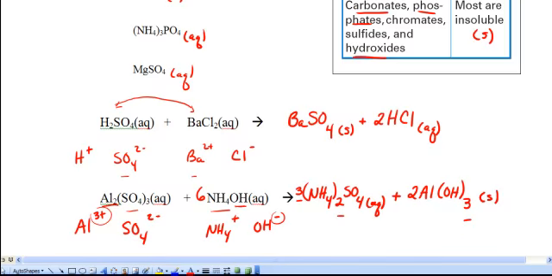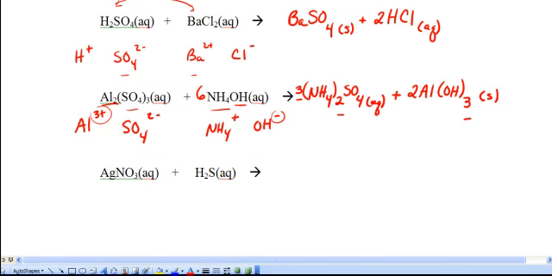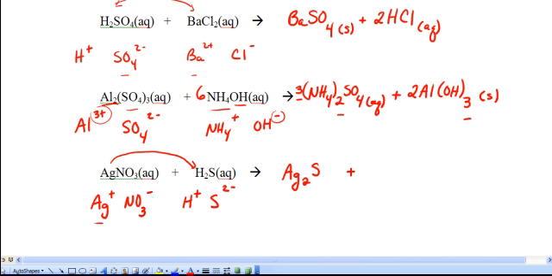Let's go ahead and try the last equation here between silver nitrate and hydrogen sulfide. The double swap, the silver will go with the sulfide, the hydrogen will go with the nitrate ion. Silver is a +1, the sulfide ion is a 2-, so we're going to need 2 silvers for every 1 sulfide. The formula will be Ag2S. The hydrogen is a +1, the nitrate is a -1. The +1 and the -1 will balance in a 1-to-1, so we just simply write HNO3.